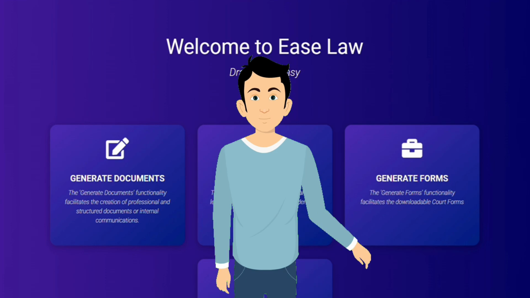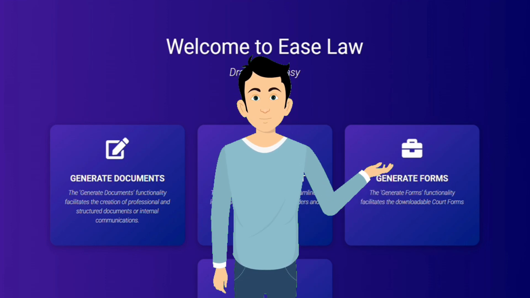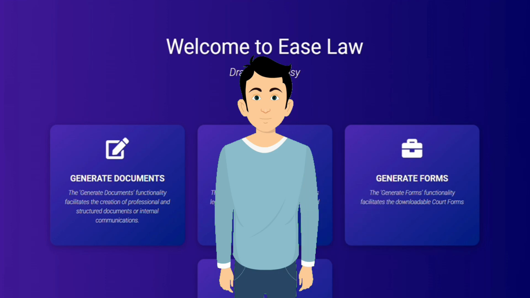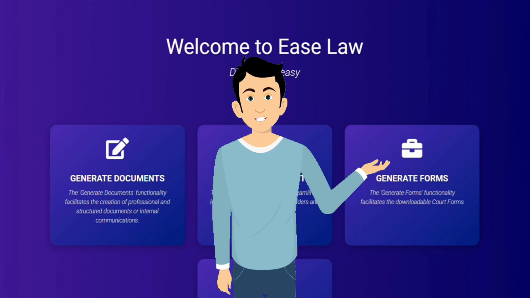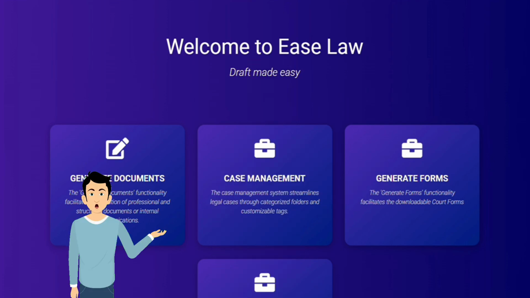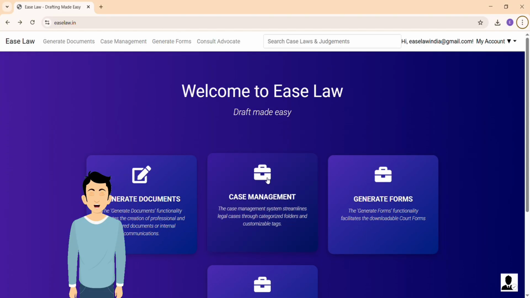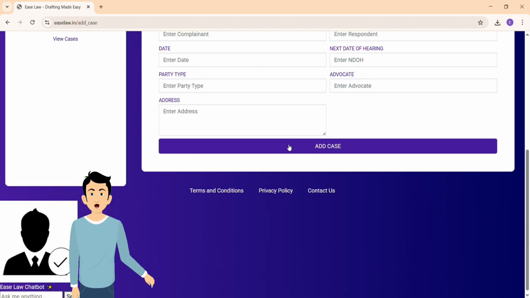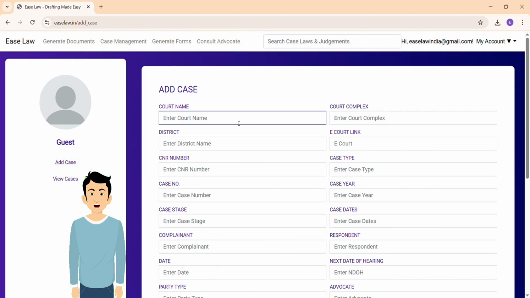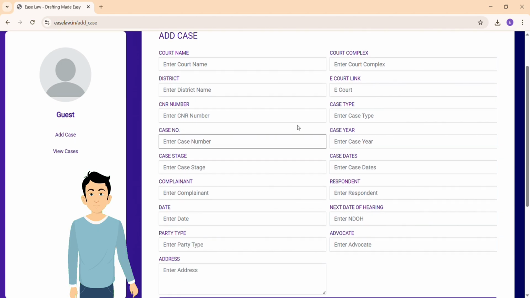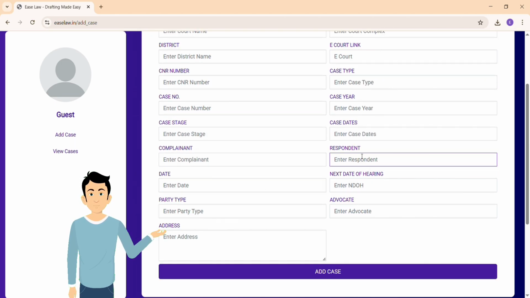Along with document generation, EaseLaw now brings you an amazing new feature: case management. Managing your cases is now simple and organized. Step 1. Visit EaseLaw.in on your browser. Step 2. Go to the Case Management section. Step 3. Add your case details like case number, client name, court, and next hearing date.